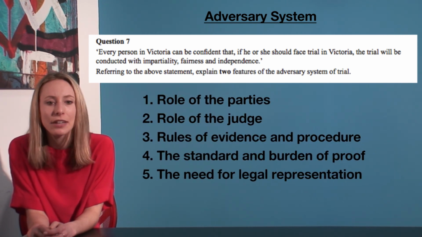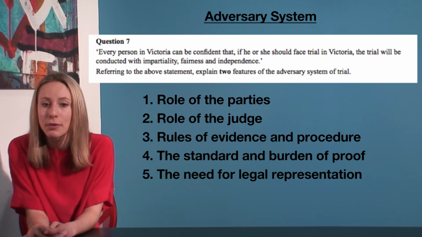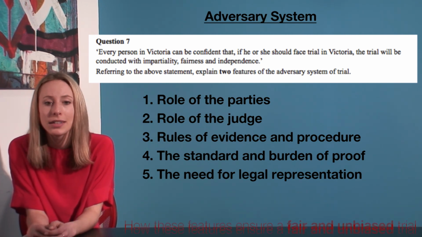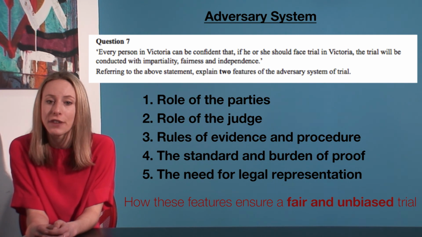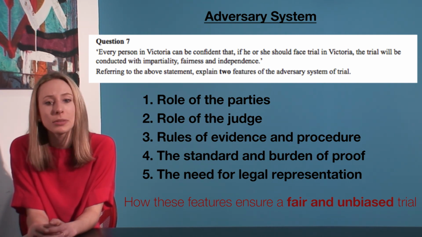Here, you need to pick out 2 features and do exactly what we've just done. Explain them well and apply them to one of the elements of an effective legal system: the entitlement to a fair and unbiased trial.